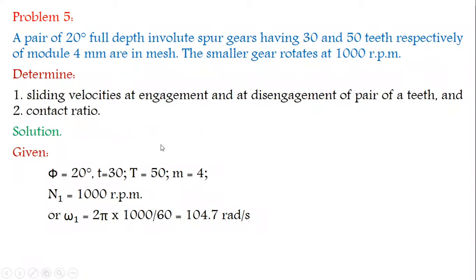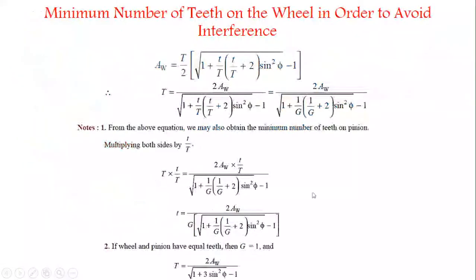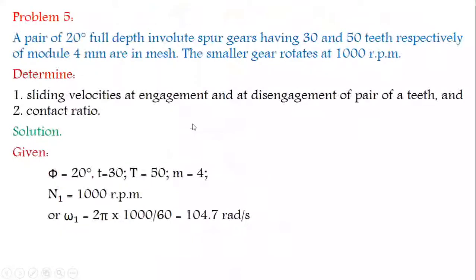Before that, in the previous tutorial problems, the addendum values were given directly in the problem. If the addendum value is not given in the problem, we have to find the addendum value of the gear wheel using these relations.